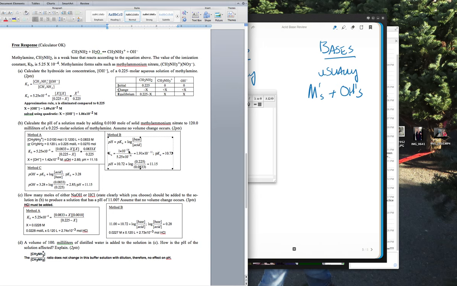The 1 times 10 to the negative 14, that's Kw. So if Kw is equal to Ka times Kb, Kw divided by Kb is equal to Ka. So 1 times 10 to the negative 14 divided by 2.5 times 10 to the negative 4th, which, if you remember, was the Kb up here, is equal to 1.91 times 10 to the negative 11th. Fantastic. The pKa of that is 10.72.